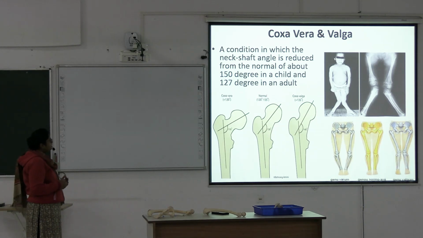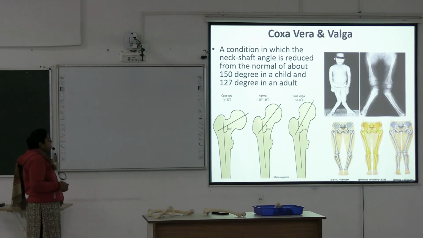This is the neck shaft angle, this is the long axis of the shaft, this is the long axis of the neck. The angle formed between the neck axis and shaft axis is the neck shaft angle, almost 130 degrees. Range is 120 to 135. If it is less than 120, this is known as coxa vara. If more than 135, it is known as coxa valga.